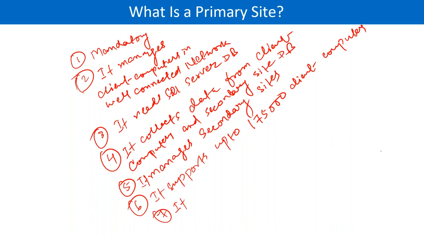175,000 client computers means it will include mobile devices also. It will include mobile devices, servers, laptops, desktops, plus Mac computers as well. Previously, we used to manage Linux computers as well, but now it is decommissioned. We cannot manage Linux computers from SCCM.